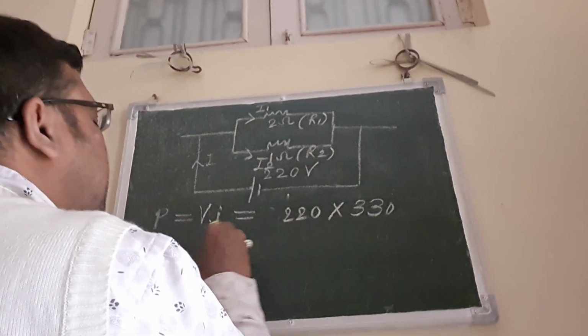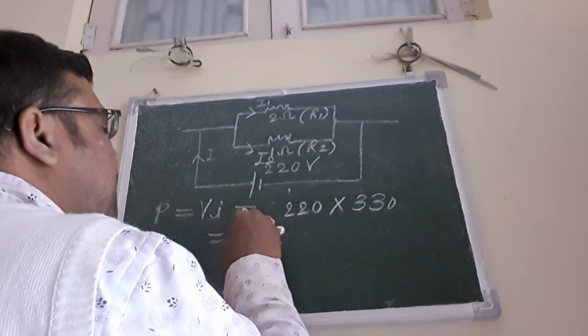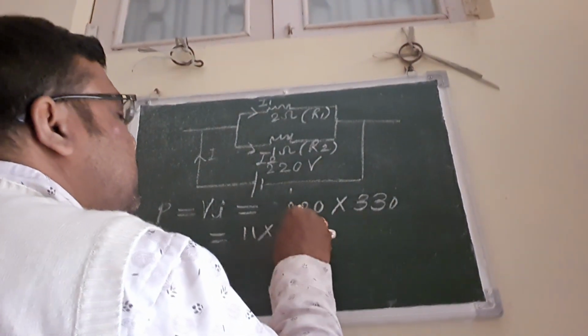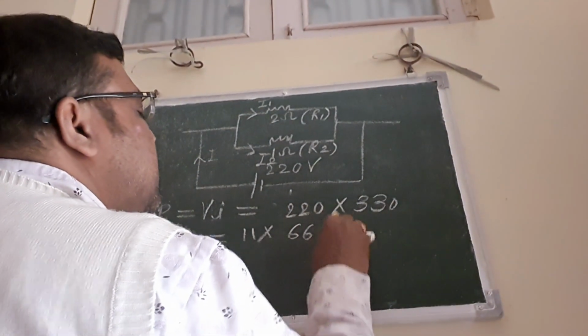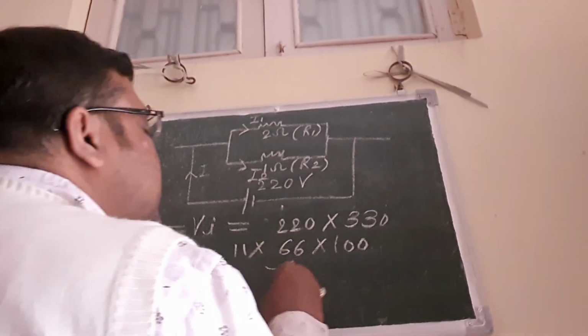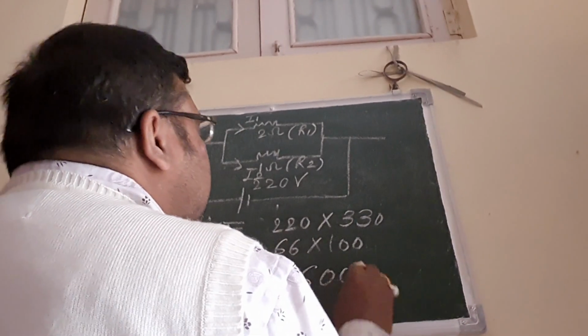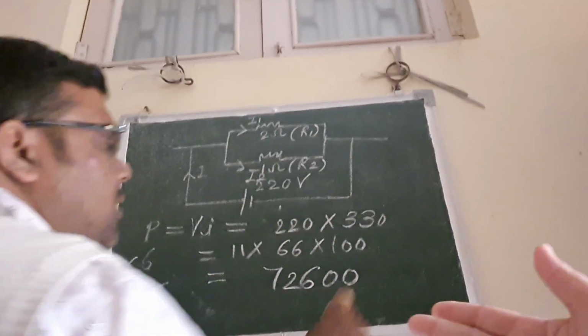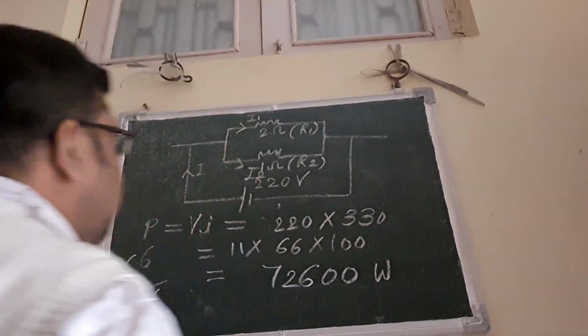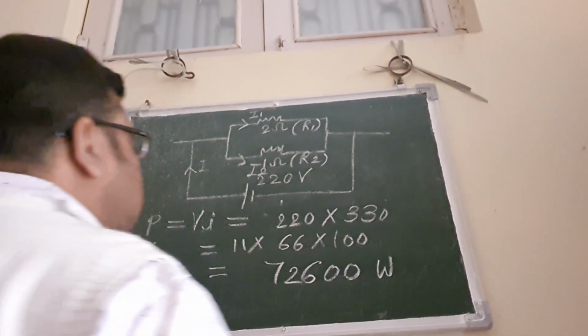So this will be 11 into 66 into 100. So we are solving this: it is 66 and this will be added. So it will become 72600 and this will be in watts.